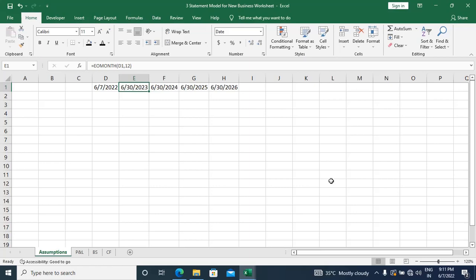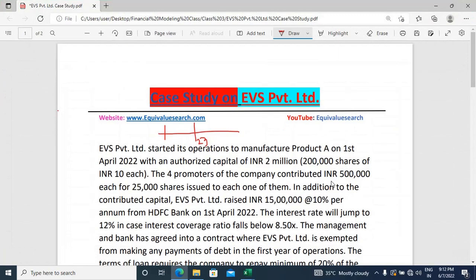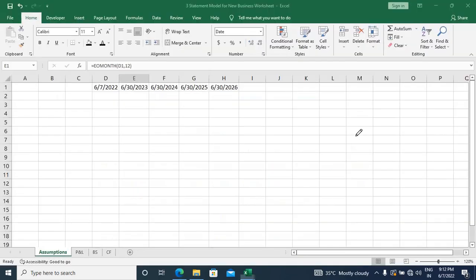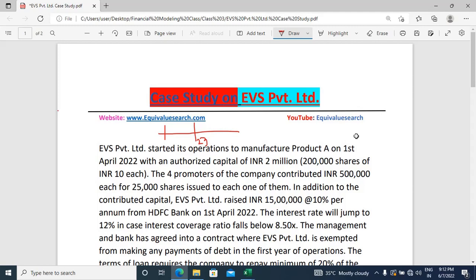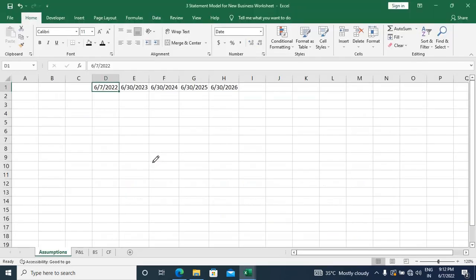So now let me do one thing. What was our starting date for the business? Let us just look at it. What was the starting date? This company started its operations on 1st of April 2022. Then what am I doing with these dates? That is not relevant, so I am going to change it, no problem. 1st of April 2022 is going to be the starting date. So what am I doing?